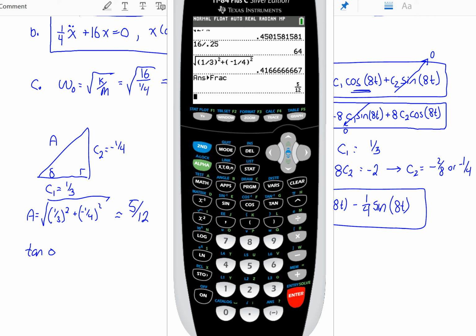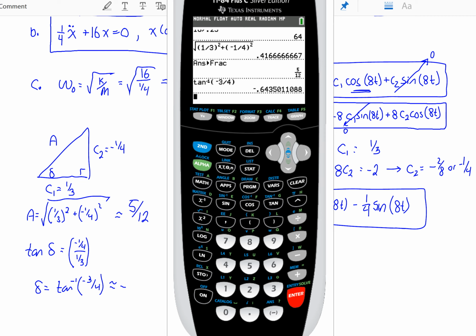Now remember, your phase angle delta satisfies tangent of delta would be C2 divided by C1, or that delta would have to be the arc tangent. I'm going to rewrite this fraction as -3/4. So here, the arc tangent of -3/4 is -0. I'm going to go just 2 decimal places, 64.